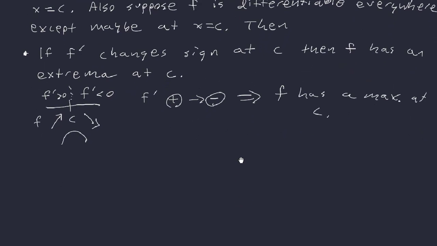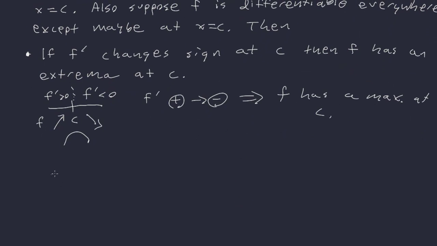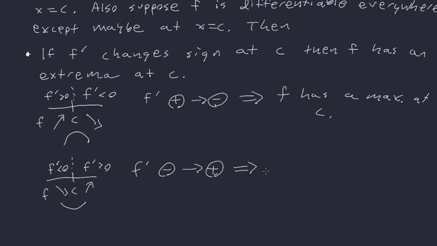Or if it does the opposite, let's say here's our c, and f prime starts negative on the left, but then on the right side it's positive. That means f is going from decreasing to increasing, so we have a minimum. So f prime going from negative to positive tells us that f has a minimum at c.